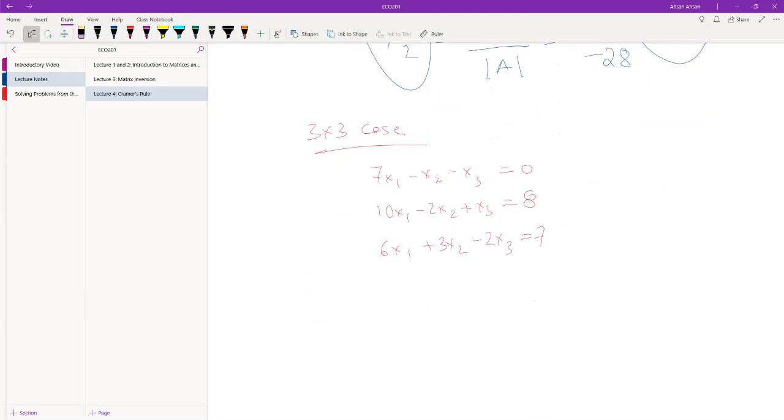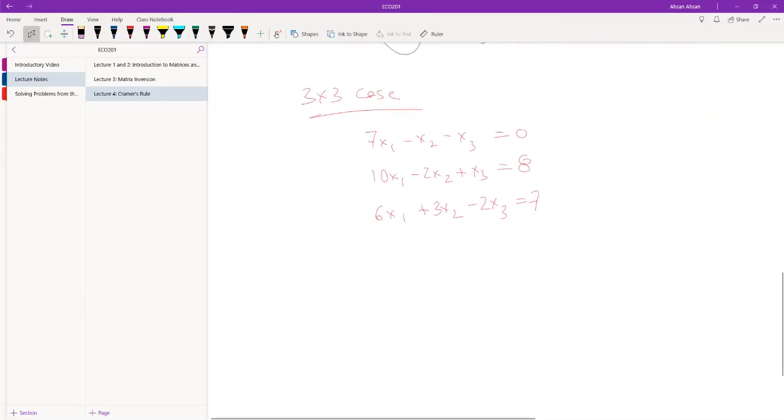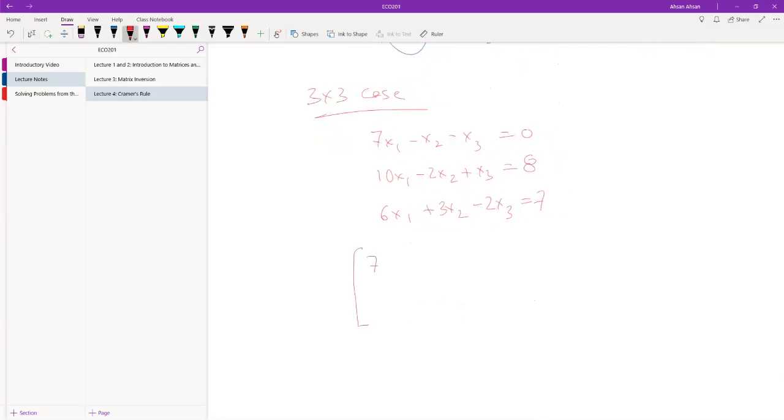First step, as always, convert this into the matrix form. So we get 7, minus 1, minus 1; 10, minus 2, 1; 6, 3, minus 2. This times x1, x2, x3 gives us 0, 8, and 7.